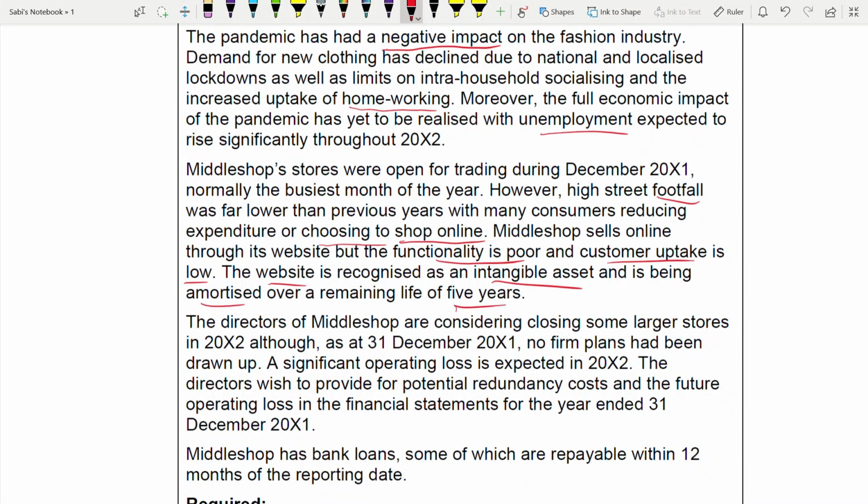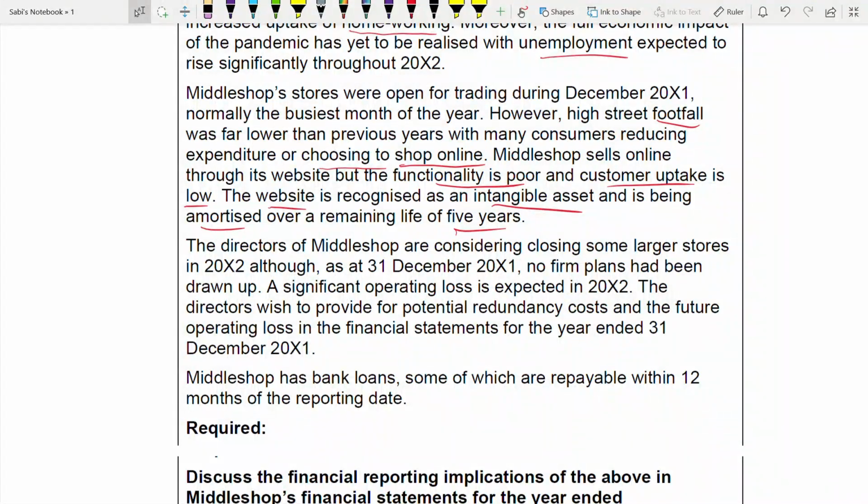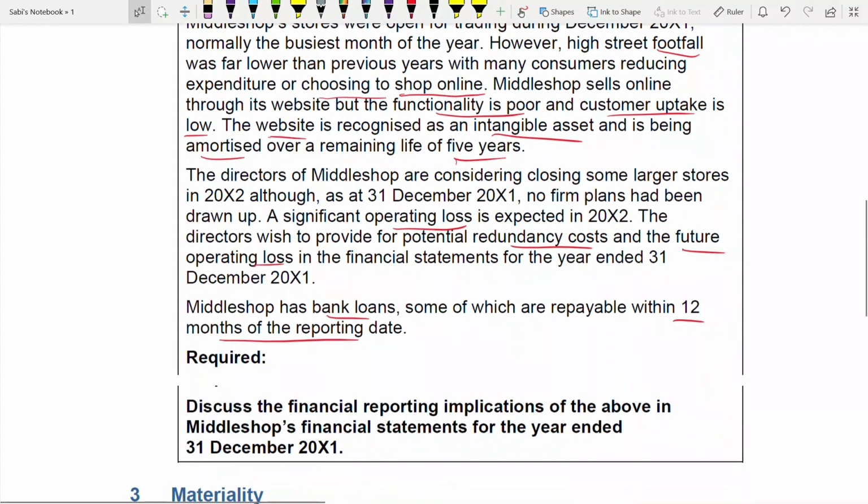Now they want to go for some larger stores, but no firm plan has been drawn up. That means they want to expand, but there is no firm plan. Also there are operating losses expected in 2002. The directors wish to provide for redundancy cost and future operating losses. You have to explain whether it is appropriate to do so or not. They also have some bank loans which are repayable within 12 months of the reporting date. So there are effects in so many places: bank loan, the operating losses, the intangible asset. Discuss the financial reporting implications for the above in the financial statements for the year ended 31st December 2001.